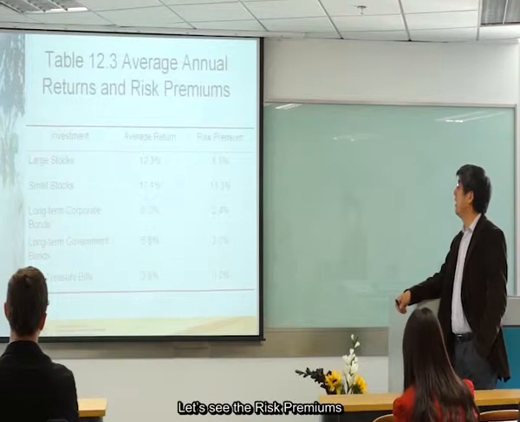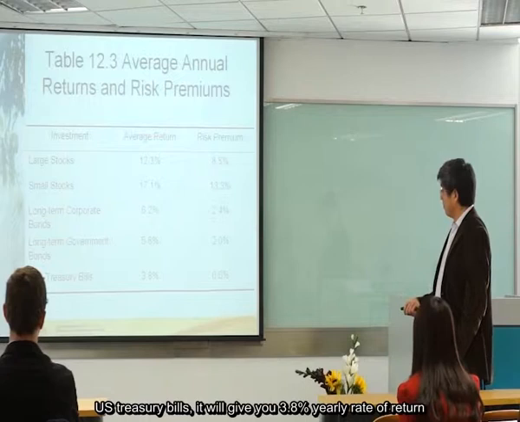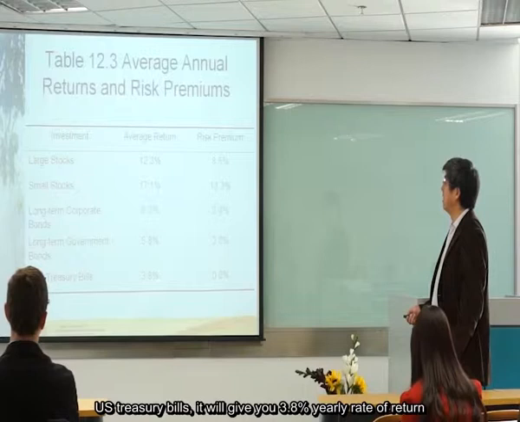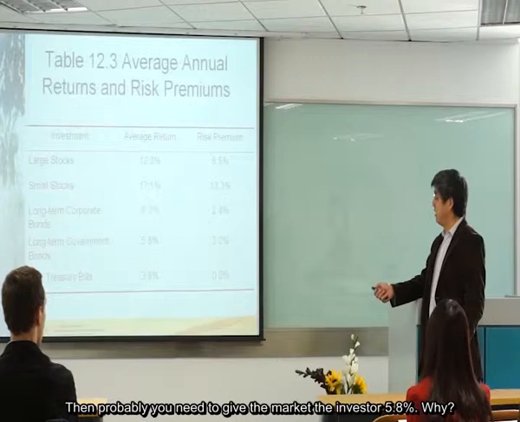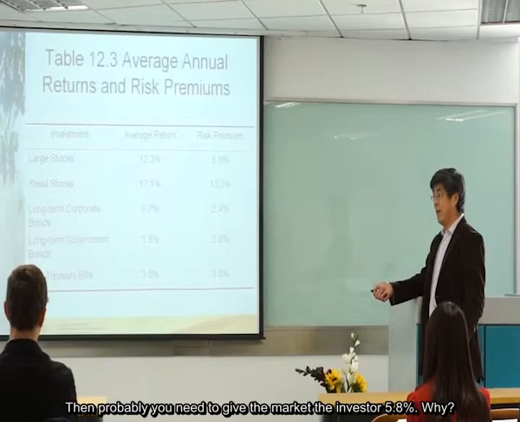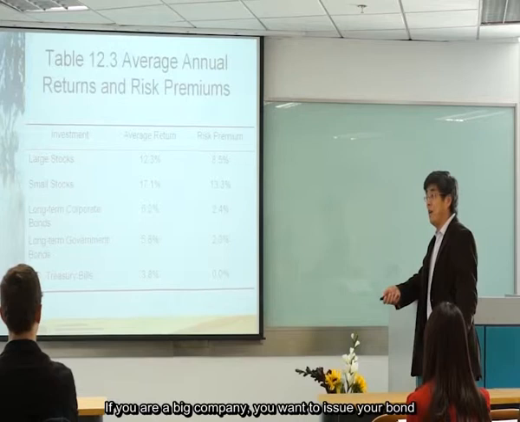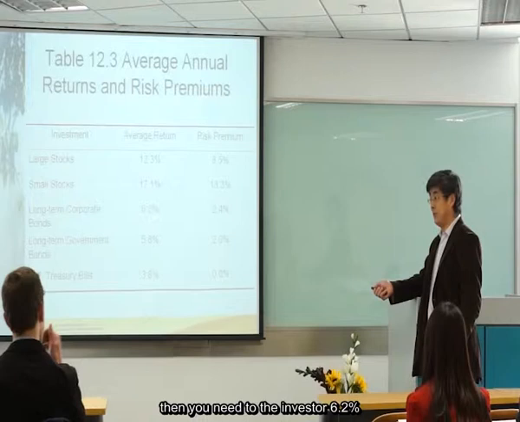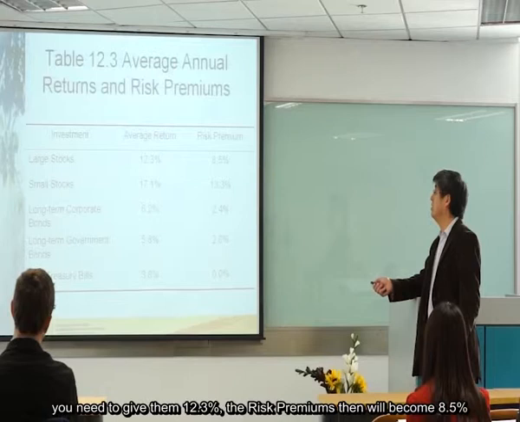Let's see the risk premium. US Treasury bills will give you a 3.8% yearly rate of return. If you are a municipal government and you want to issue a bond, then probably you need to give the investor 5.8%. Why? Because you're not as safe as the United States government. If you are a big company and you want to issue a bond, then you need to give the investor 6.2%. For the same company's stock, you need to give them 12.3%. The risk premium then becomes 8.5%.